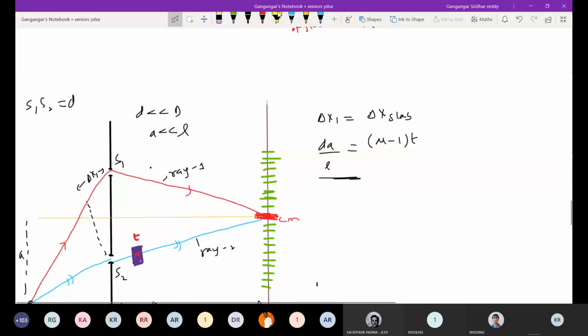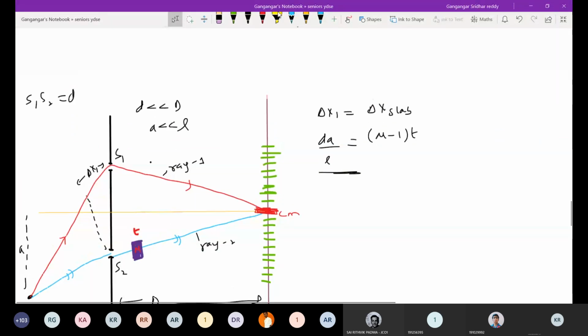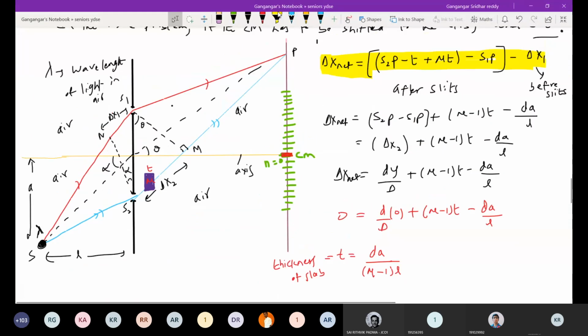Okay, the same thing, just we are discussing only central maxima. Now I'll ask you a question. I want central maxima exactly opposite to slit S1. What shall I do here? I want central maxima here at this particular point. What shall I do for that?